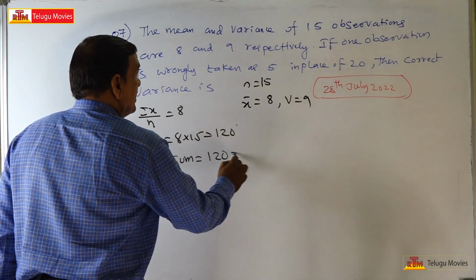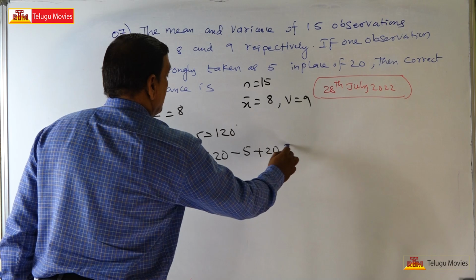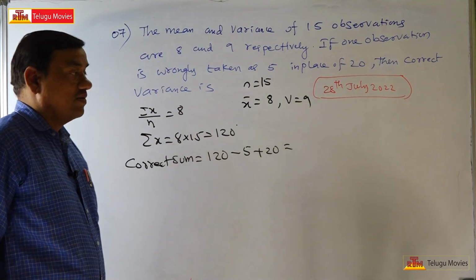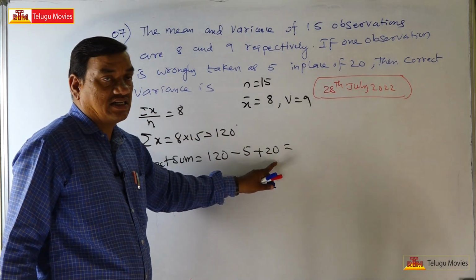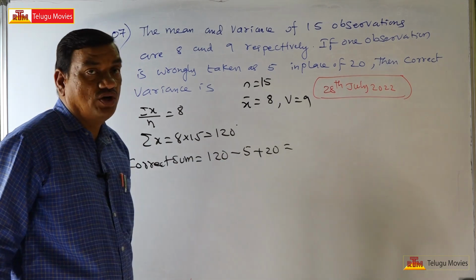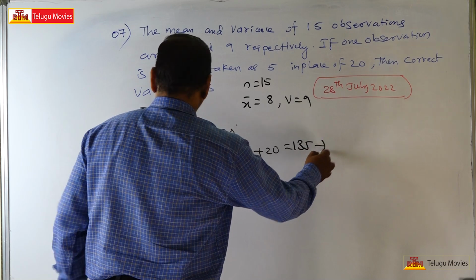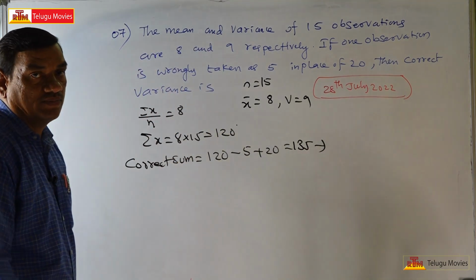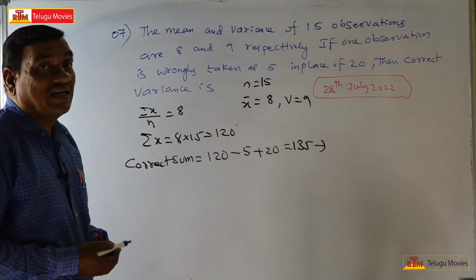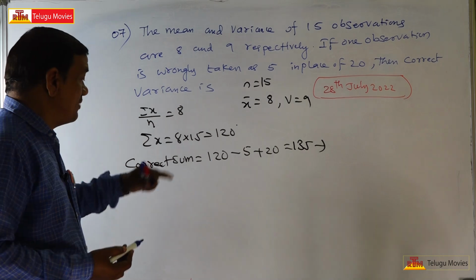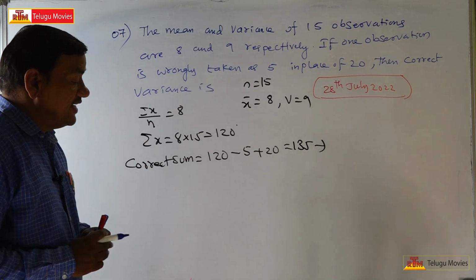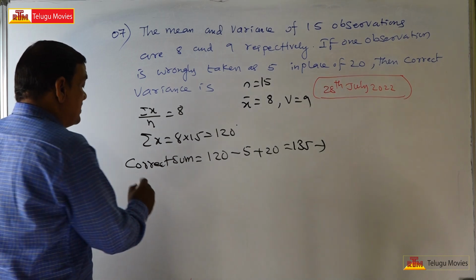That is 120 minus the wrong observation plus the correct observation. That is 120 plus 20, 140, minus 5, 135. This is the correct sum. Like that, we have to find out the correct variance. Now the correct sum we have found, right? So the next thing you have to find out is the variance.